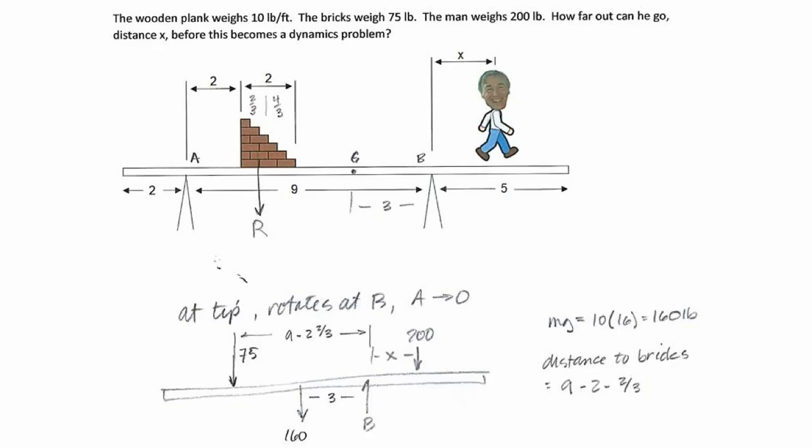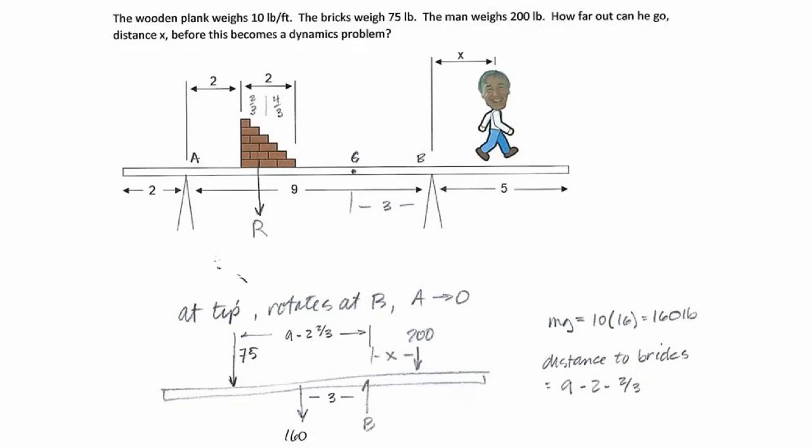Okay, well, here's the solution. We recognize that the man weighs 200 pounds, and here he is at some distance x. At tip, it's going to rotate, this whole thing is going to rotate at B, and whatever the normal force at A is, it's going to go to 0. In other words, everything's going to go this way. That's what happens. Alright, so let's work out some other things here.